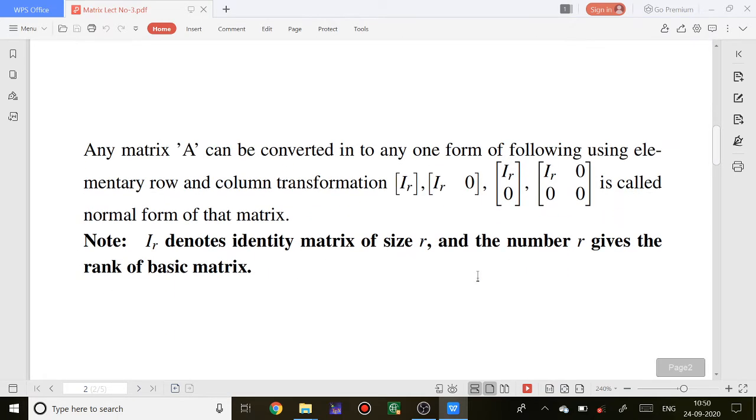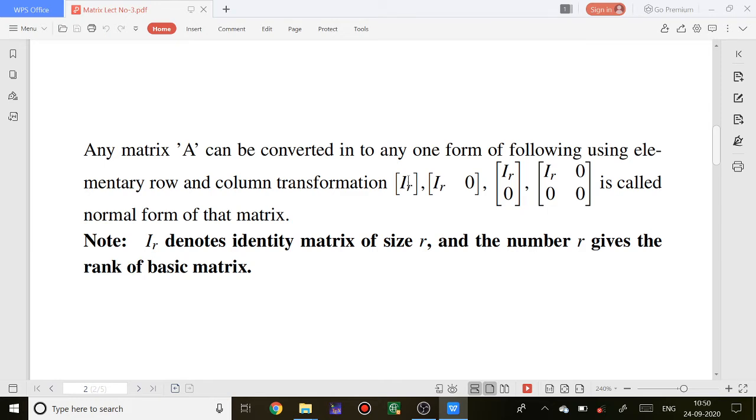What is normal form? Suppose A is any matrix, then any matrix is converted into any of the following four forms. That is called a normal form. Now, how is this conversion going on? You look at the row transformations and column transformations simultaneously. Apply row and column transformations on a matrix, and you will get any of these four forms inside your matrix. Then we can call that form the normal form of our matrix.